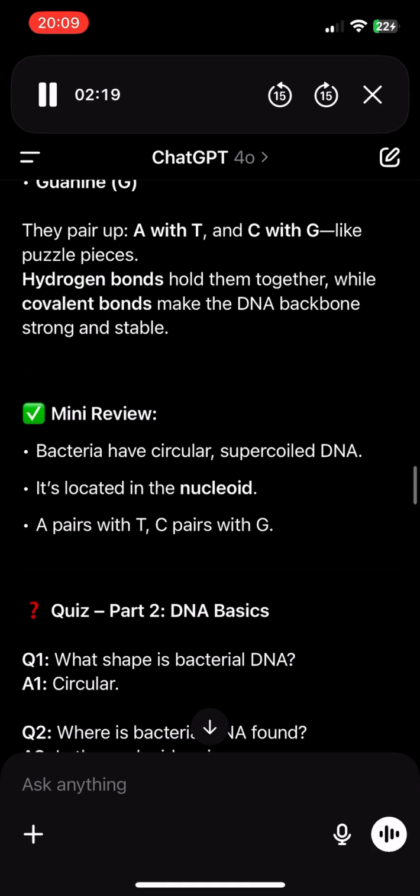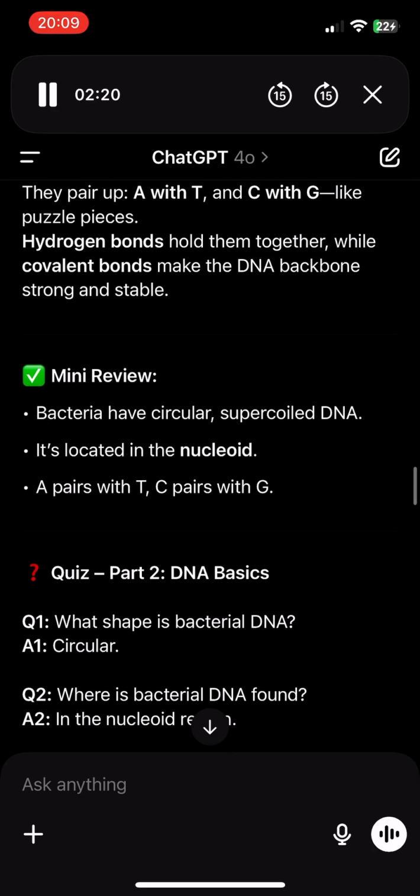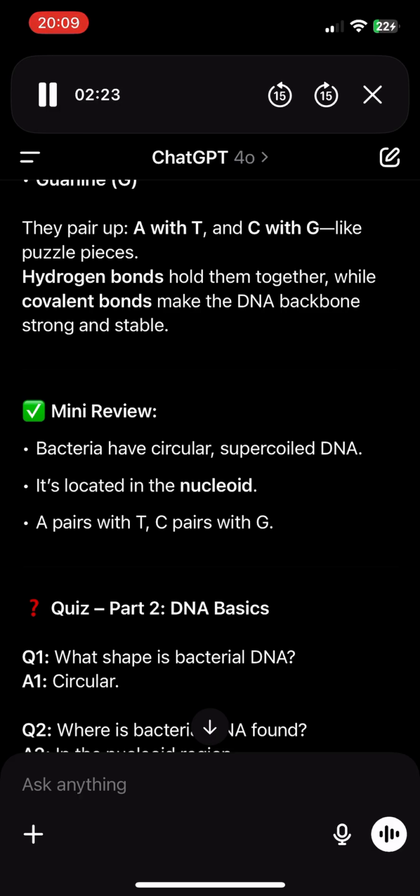Mini review. Bacteria have circular supercoiled DNA. It's located in the nucleoid. A pairs with T, C pairs with G.